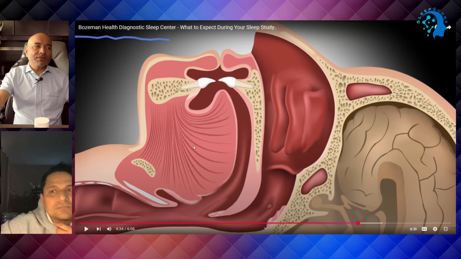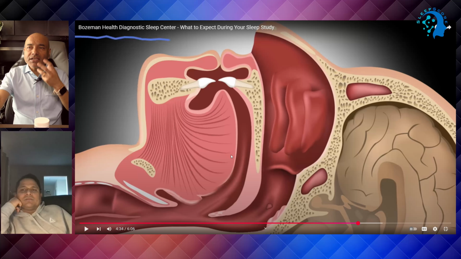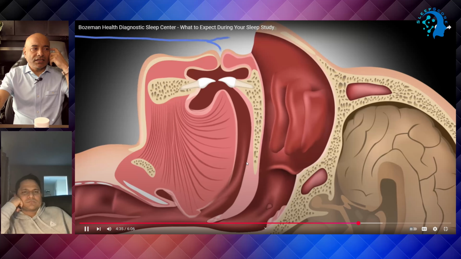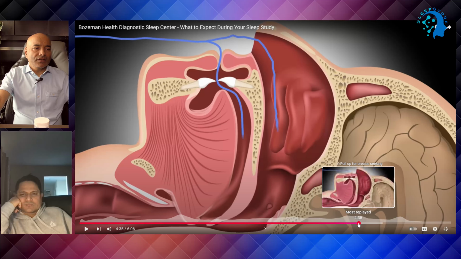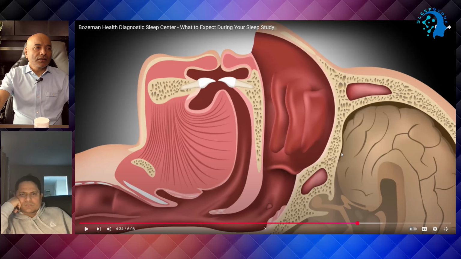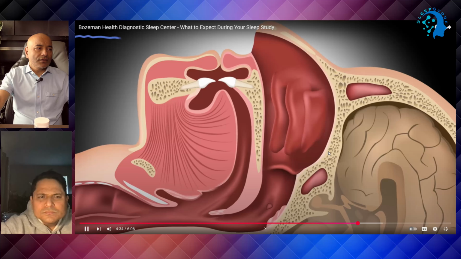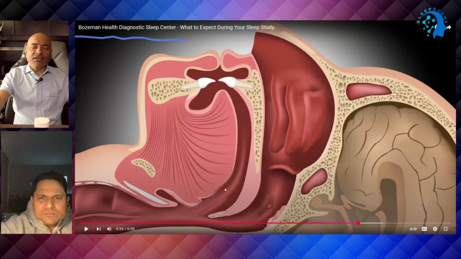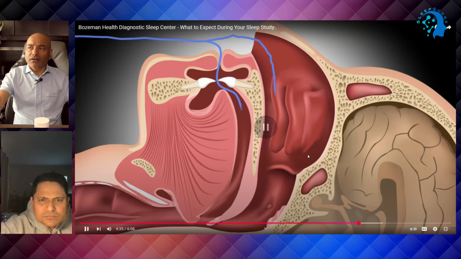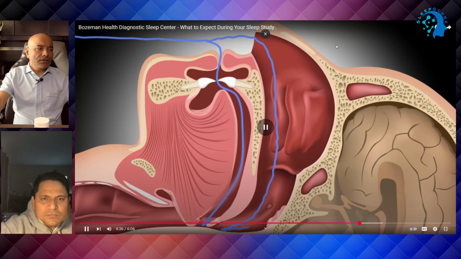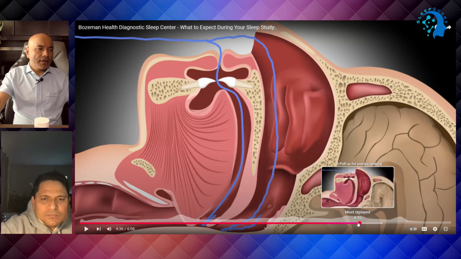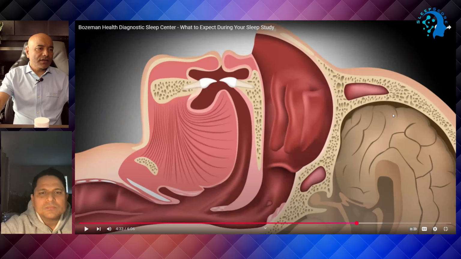So what happens is the tongue and the muscle get relaxed. Look at this. Palate or tongue collapse. You see what happened? Look, this tongue is going downward, right? See? It is collapsing. Now in this case, what you see is the airway collapsed, like here.